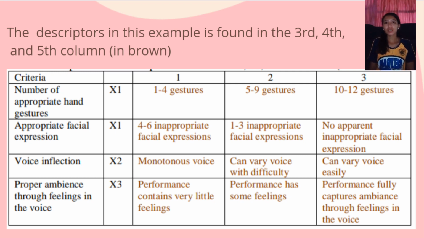So, the descriptors in this example is found in the 3rd, 4th, and 5th column or in color brown. Mao na siya ang examples sa description or mao na siya ang noun sa descriptors. 1 to 4 gestures kay 1 point. Ang 5 to 9 gestures kay 2 points. Ang 10 to 12 gestures kay mao na siya ang 3 points. Ang no apparent inappropriate facial expression kay 3 points, so on and so forth.